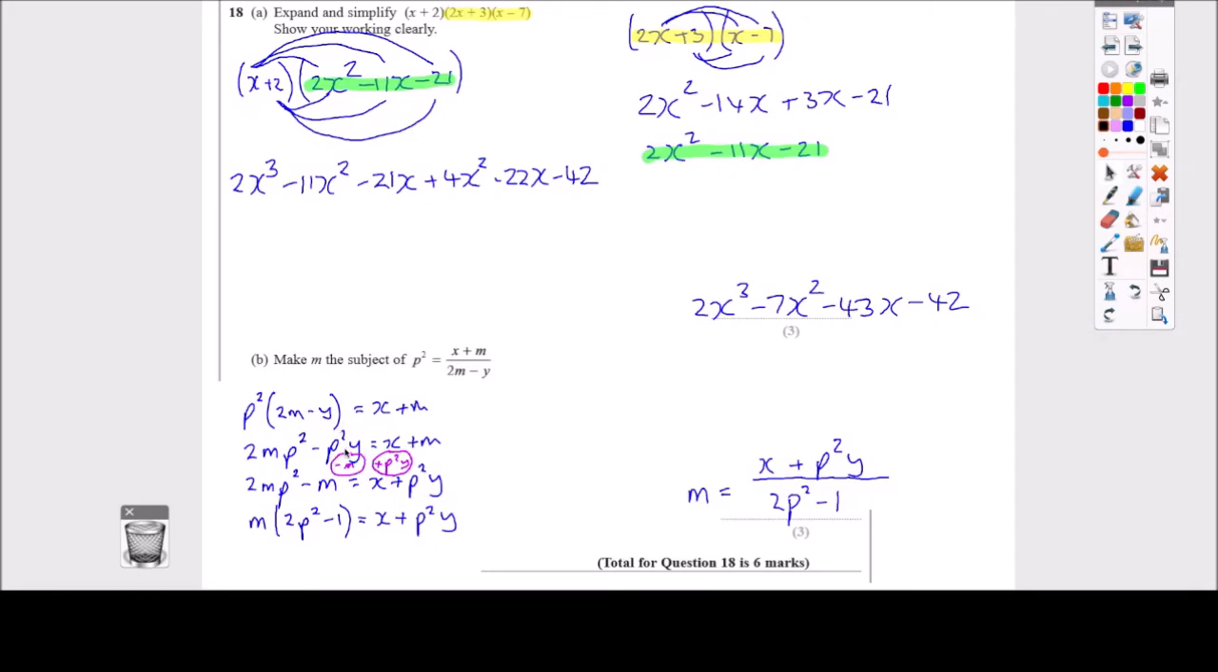Now what I'm going to do, I'm going to rearrange to get everything with m on the left, everything without m on the right. So I've taken away an m from both sides, and I've added a p squared y to both sides to give me the second bottom line. Now that I've got all my m terms on the left, I can factorize that. So I can take out the m, giving me m open bracket 2p squared minus 1. And then finally, now that I've isolated m, I can divide both sides by the bracket, giving me a final answer of x plus p squared y all over 2p squared minus y, the bracket no longer being needed.